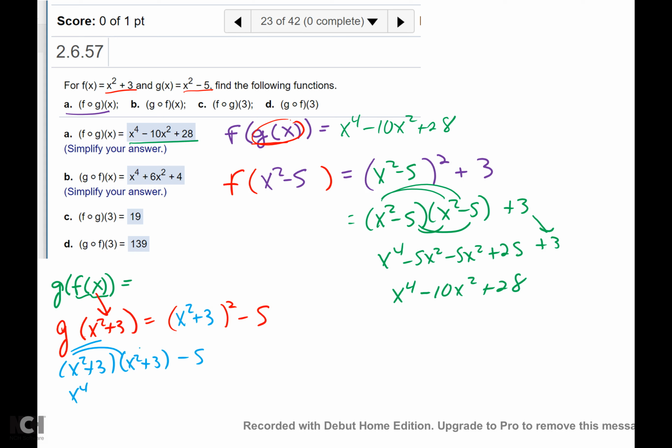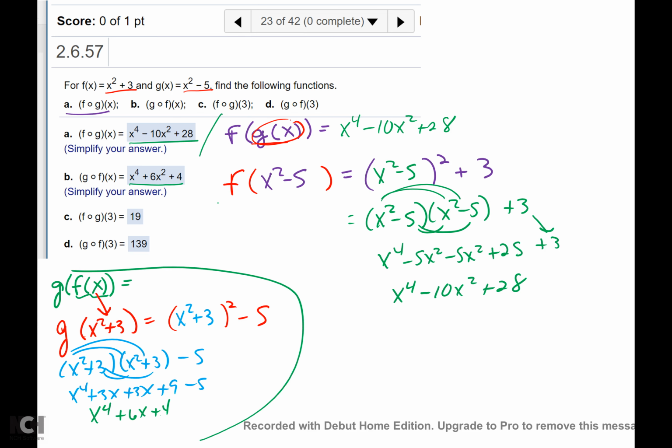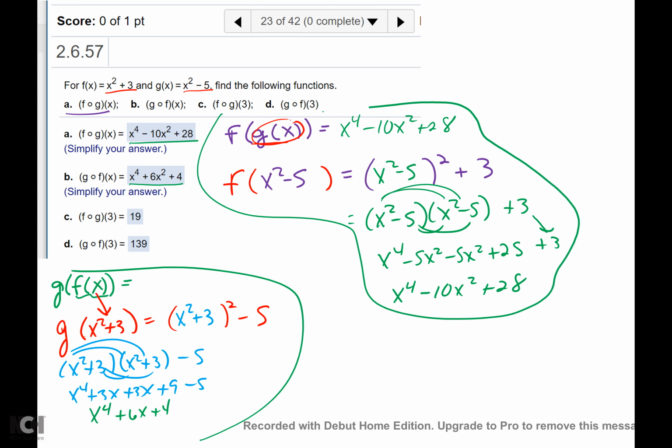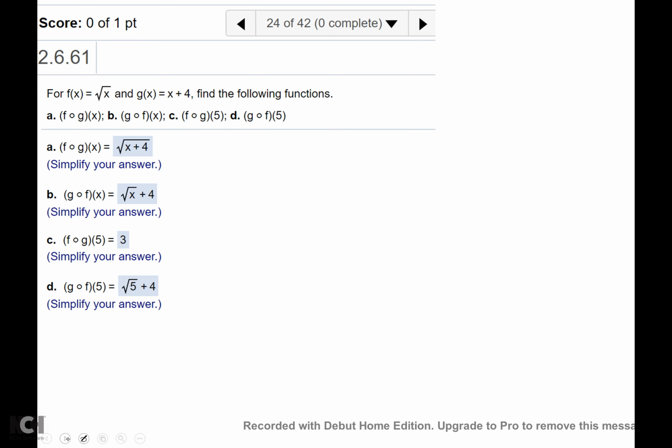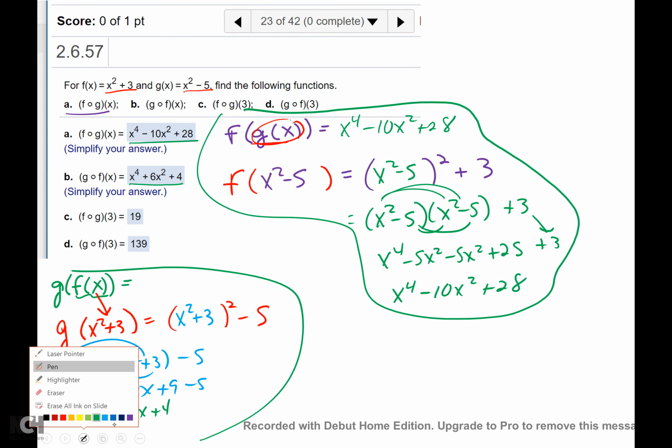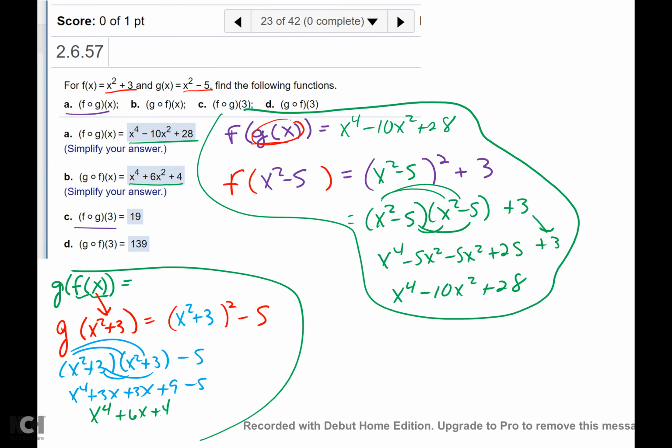That's x to the 4th plus 3x plus 3x plus 9, minus 5. Combine like terms: x to the 4th plus 6x plus 4. Okay? Now they want us to find f of g of 3.